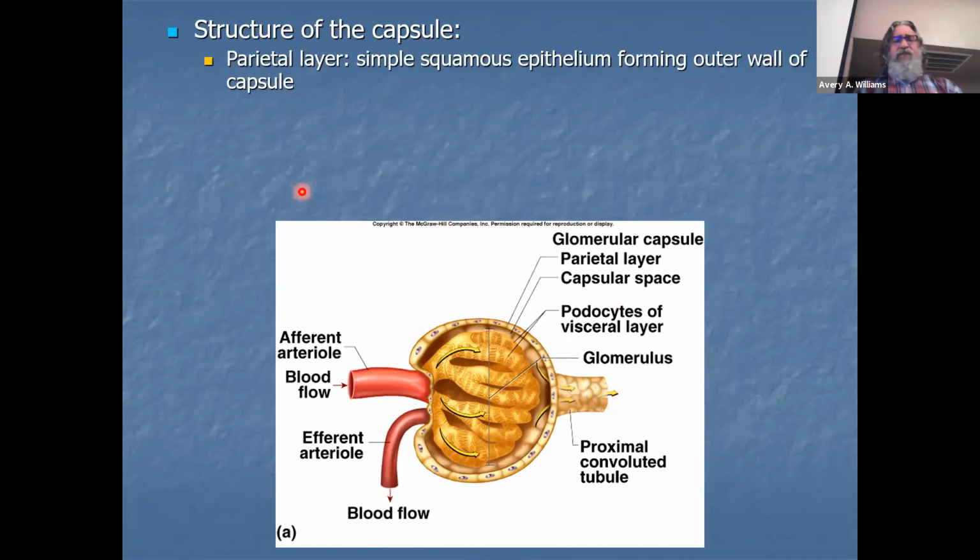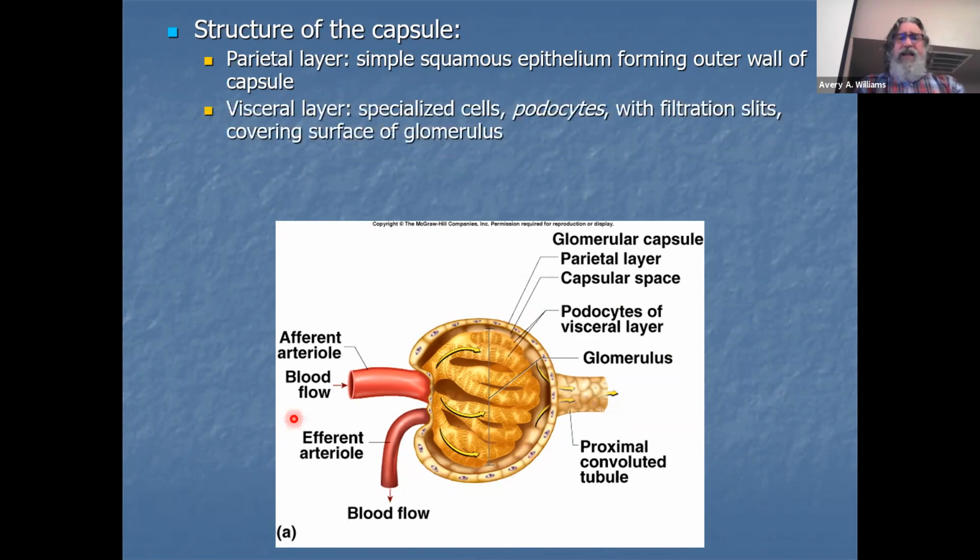There's two layers, your parietal layer. Remember the terms parietal versus visceral? Well, the parietal layer is the outer layer here. It forms the outer wall, so to speak. It's simple squamous epithelium forming the outer wall of the capsule. And then the visceral layer is the layer that's actually on the surface of the glomerulus, the actual capillary.